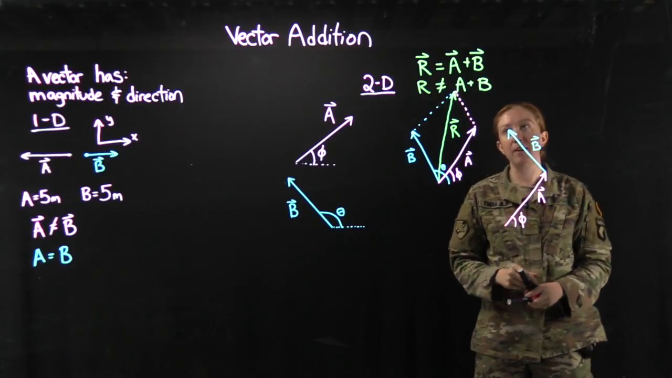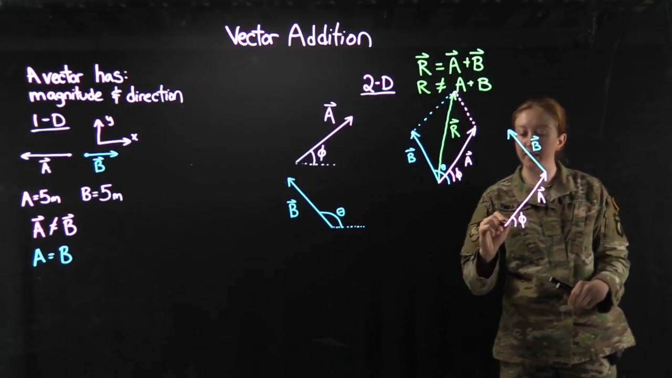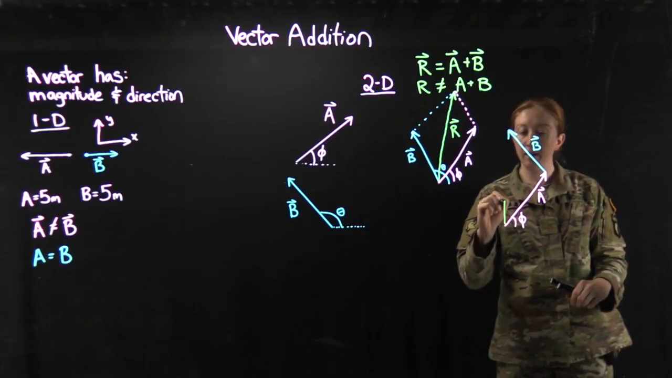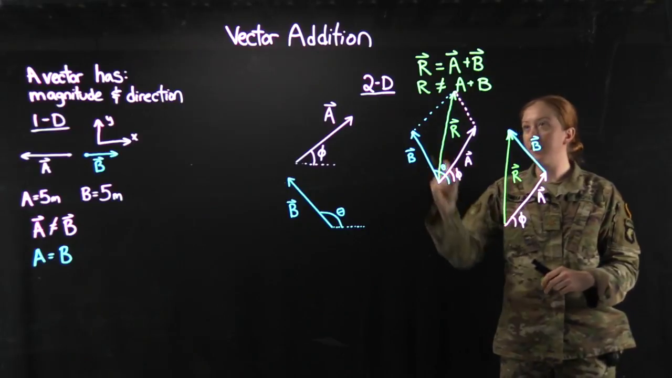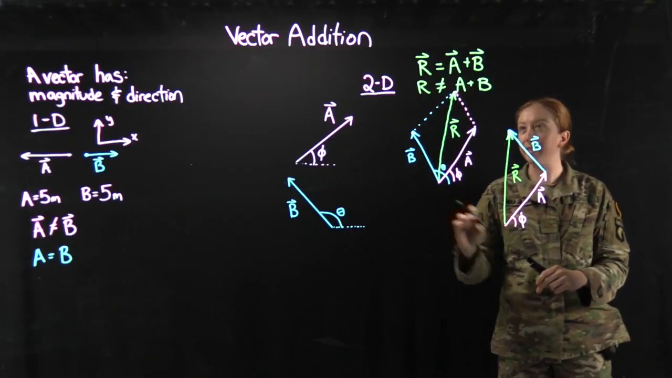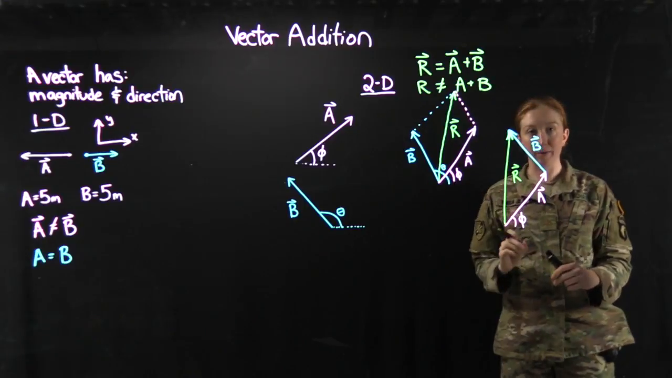Now if I draw R back in here, we see that the resultant vector R is the same in both cases. It has the same magnitude and the same angle above the horizontal.